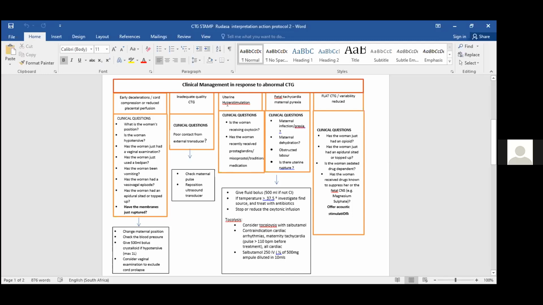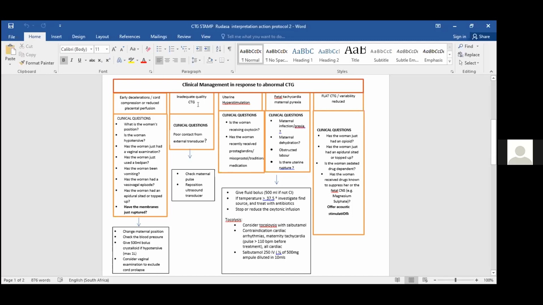Okay, so what do you do if you see a CTG with uterine hyperstimulation? One, you ask: is this woman receiving oxytocin? Or has this woman recently received a prostaglandin? So you check the notes and ask the nurses. If there's a drip up that's not labeled, throw it away, and put up another drip. Don't give a fluid bolus on the same drip to patients with hyperstimulation, because someone may have added oxytocin and didn't tell you. You also check if she has received prostaglandin, misoprostol, or any traditional medication. So you can ask the woman if she got any traditional medication, depending on your local context.